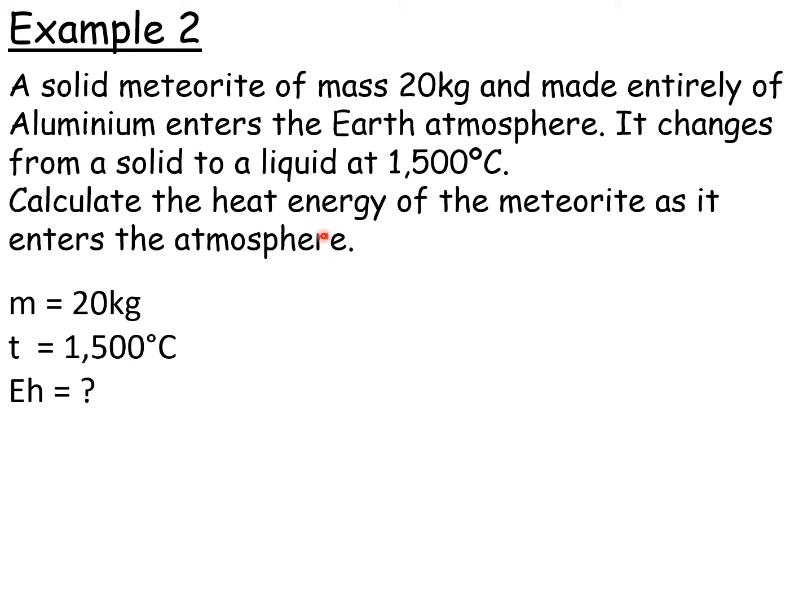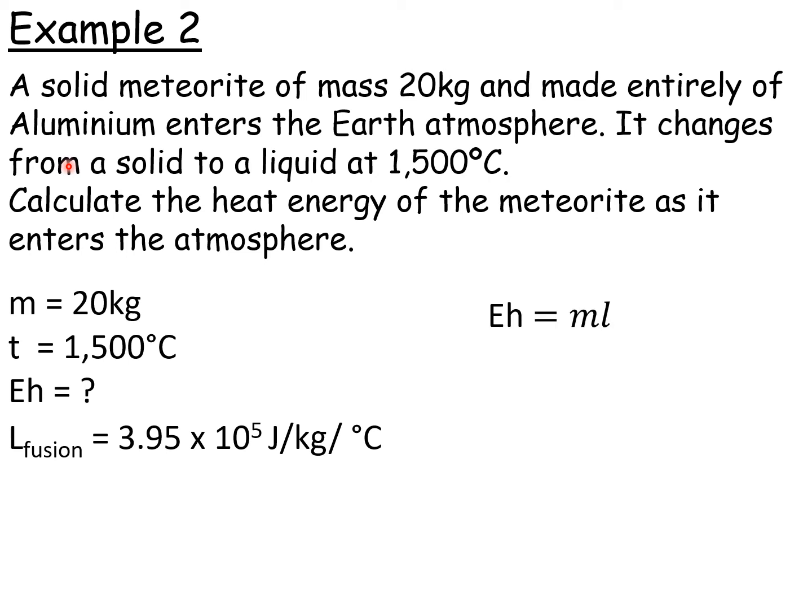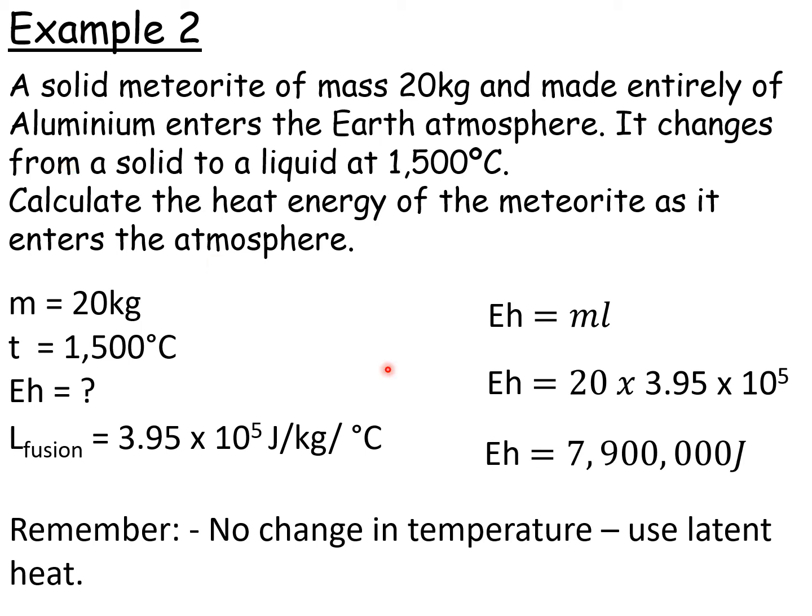Now, the other bit of information that's important is that if it's going from a solid to a liquid, it tells us we're using the latent heat of fusion. So you can look this up in the data book, and remember it's the latent heat of fusion for aluminium because that's the material that's changing state. Once we've got that, we're on easy street because we just find the equation. We know it's EH is equal to ml. We plug in our numbers and then we calculate the answer and we get this as our final answer.